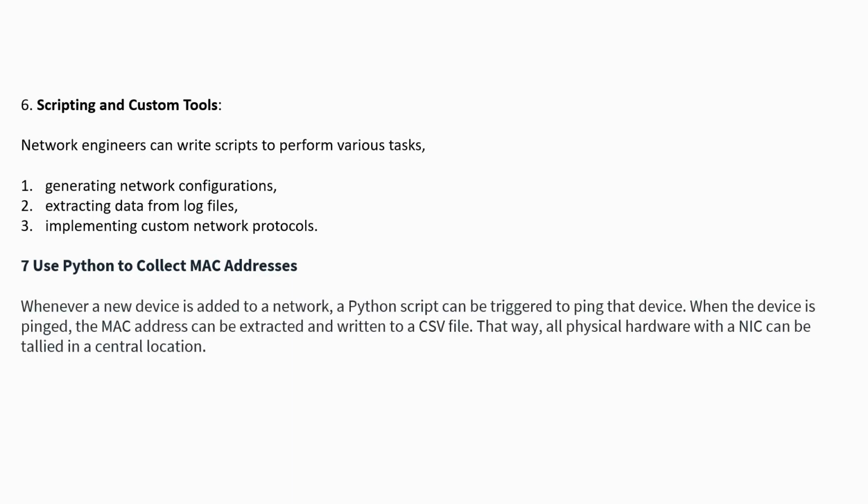Okay, so it says whenever a new device is added to a network, a Python script can be triggered to ping that device, which I was telling. When the device is pinged, the MAC address can be extracted and written to a CSV file. That way, all physical hardware with a NIC can be tallied in a central location, which can be helpful for future reference, or if you are part of a design team, that can definitely help you. So let's move to the next question.